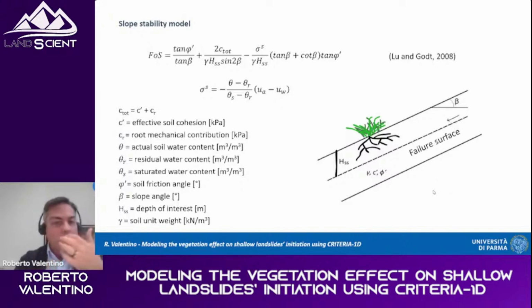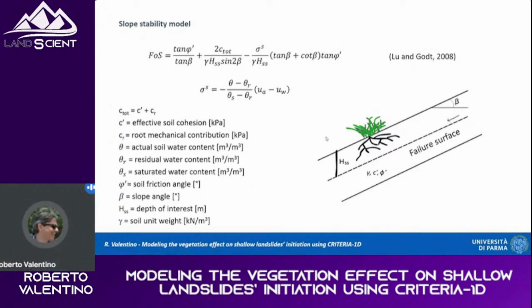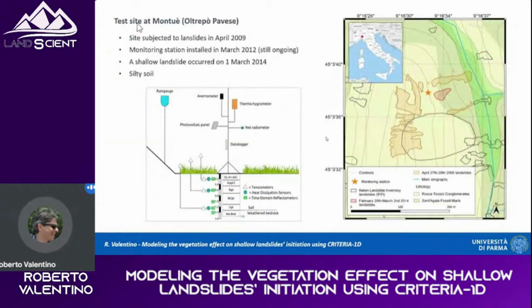Of course, this model is based on the limit equilibrium method, and it considers the sketch and the scheme of the infinite slope. The Lu and Godt model is based on the definition of the so-called suction stress, sigma S, which is a function of soil suction and the volumetric water content of the soil.